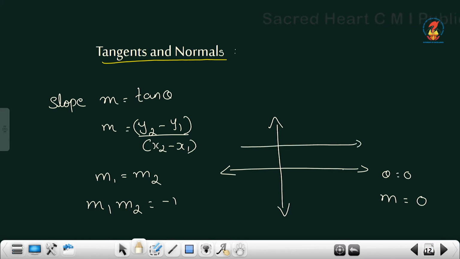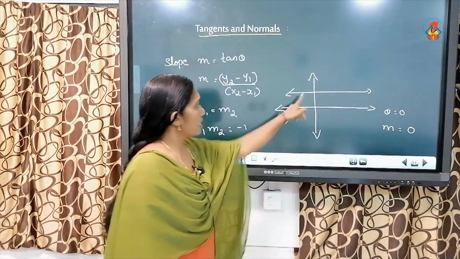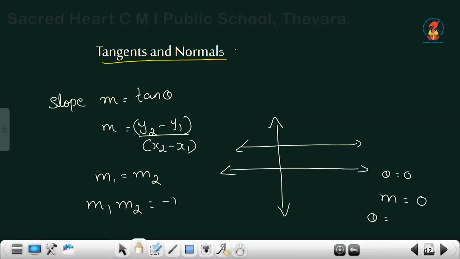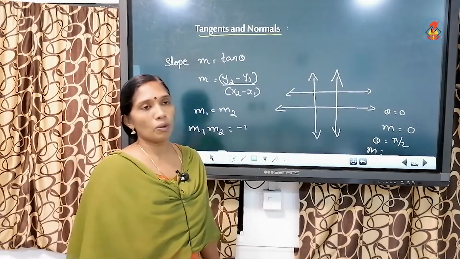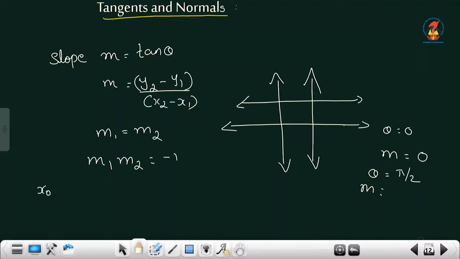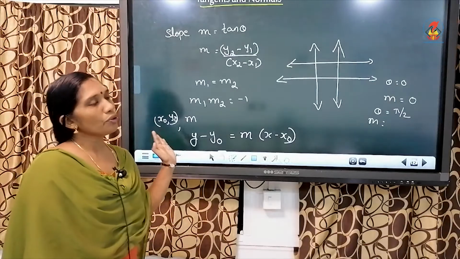Then if a line is parallel to x-axis, its slope is also 0. Slope of y-axis, that is 90 degrees, theta is 90. So slope is not defined. Similarly, if a line is parallel to y-axis, then its slope is also not defined. Then we have studied how to write the equation of a line passing through a point (x0, y0) and having slope m. You remember how to write the equation. Equation of the line passing through (x0, y0) is y minus y0 is equal to slope of the line m into x minus x0. So this year also we have to use all these.